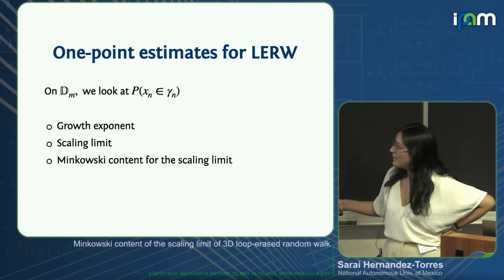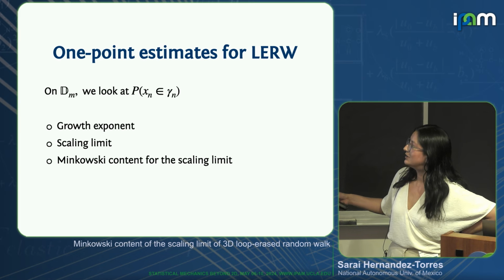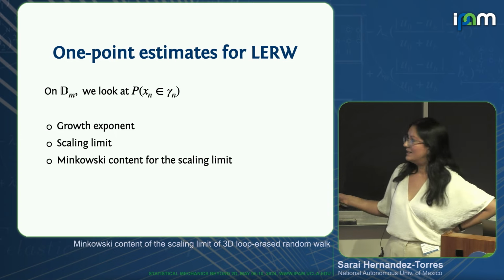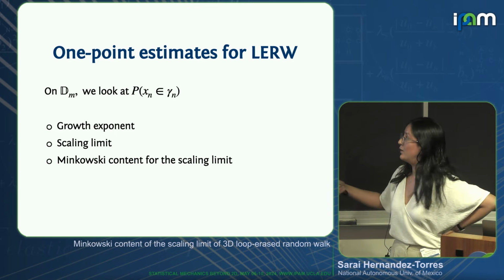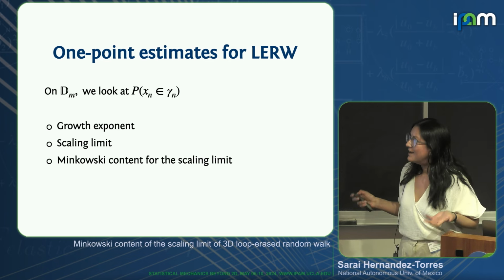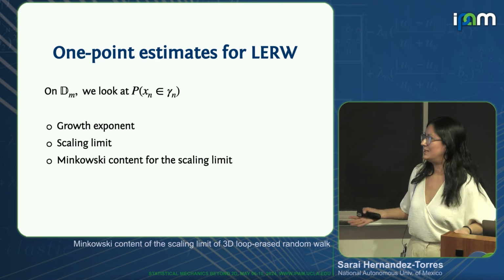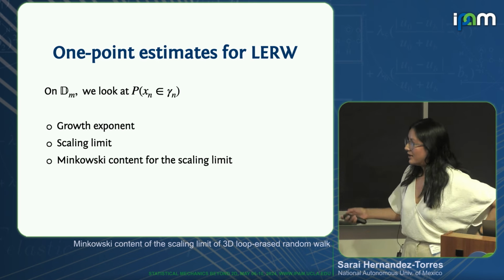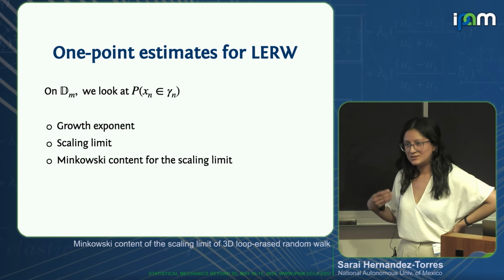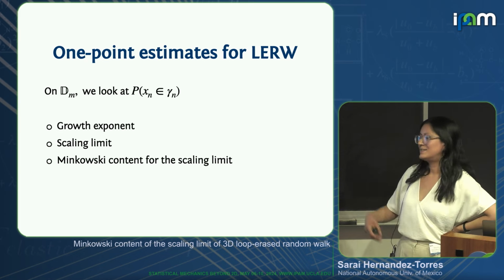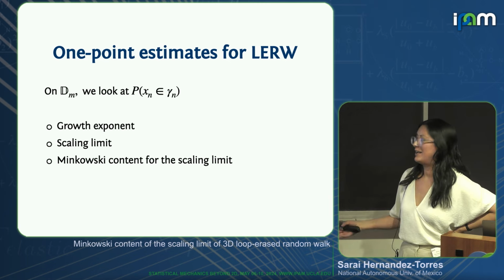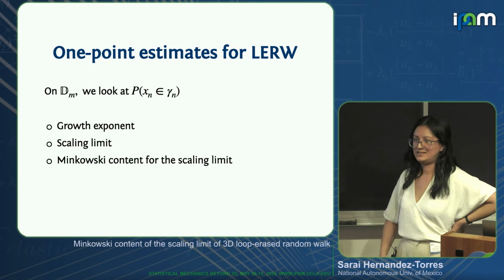And how does the probability that this point xn belongs to our loop-erased random walk on the lattice rescaled by 1 over n? One of the nice consequences of having good estimates for the 1-point function is that this helps us to get growth exponents. This also helps us to actually get the scaling limits. And by the end of the talk, I want to show you how we can also get the Minkowski constant and why we care about these things.